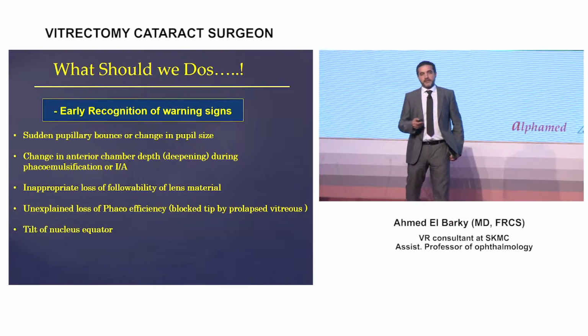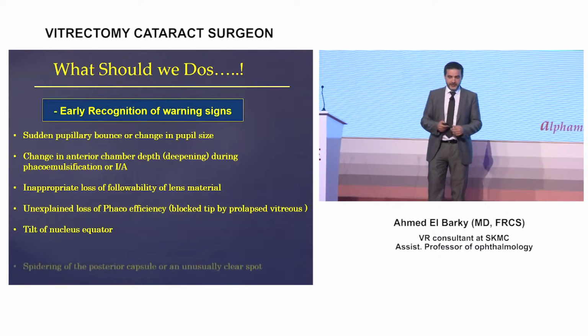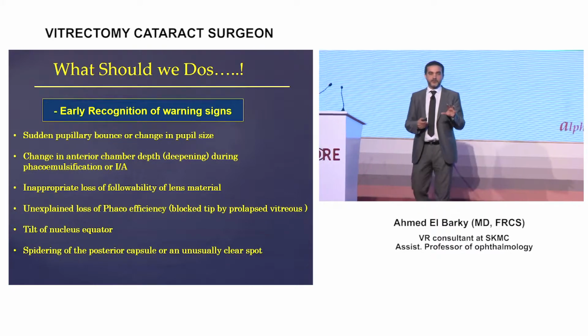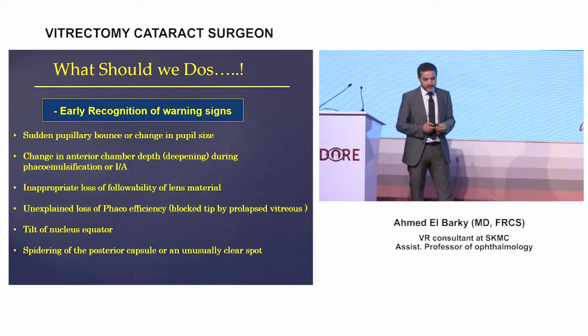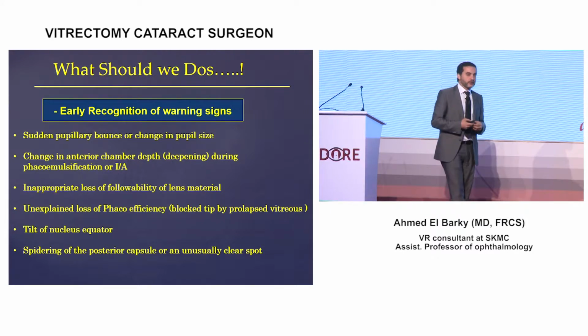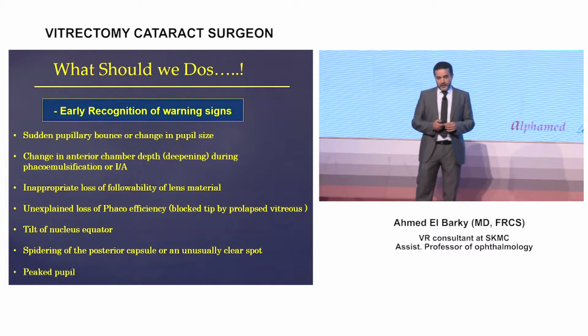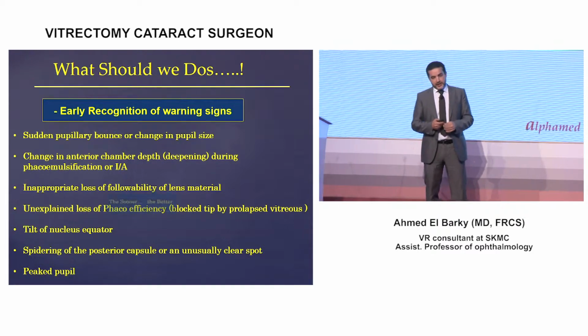Tilt of the lens equator is a late sign, actually, to be honest, not an early one. You can also see spinning of the capsule or an unusual clear spot. It means the posterior capsule might be open at that time. A peaked pupil is also another sign of vitreous loss.